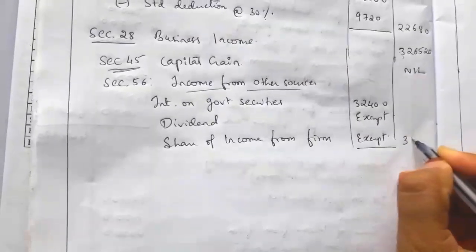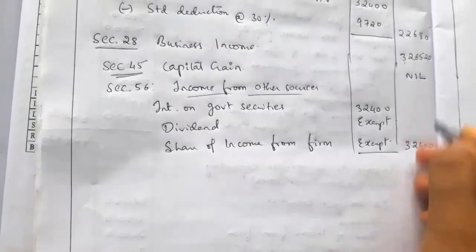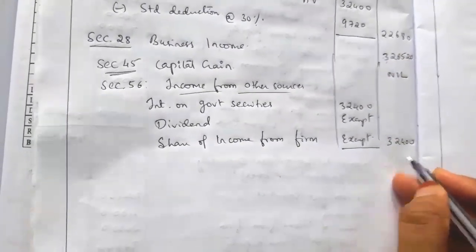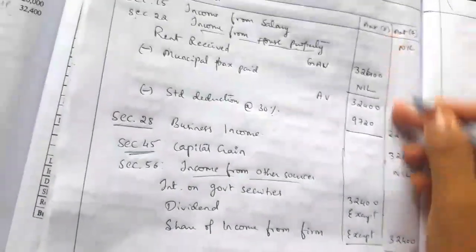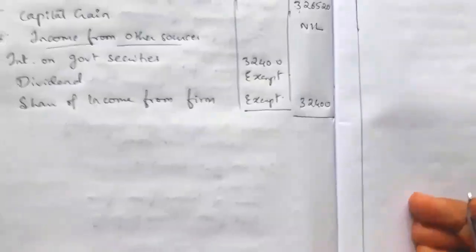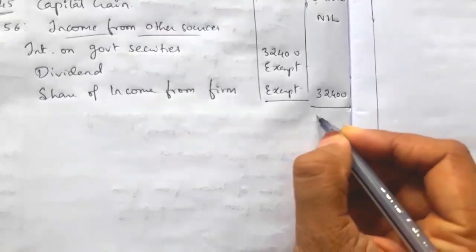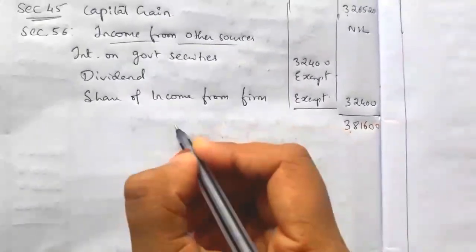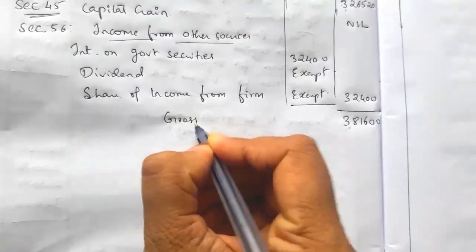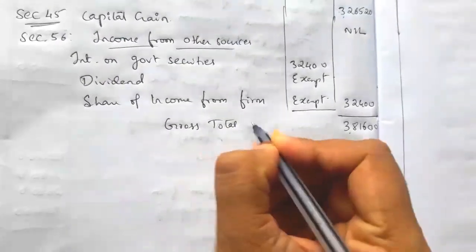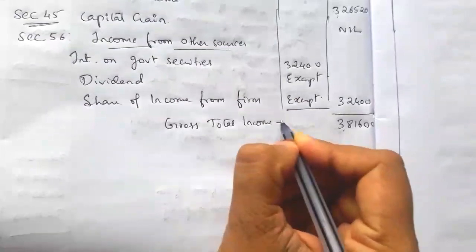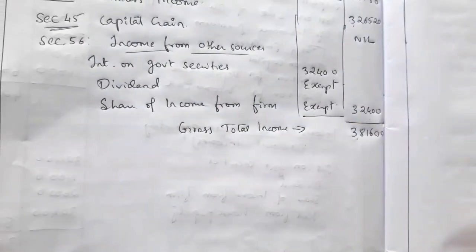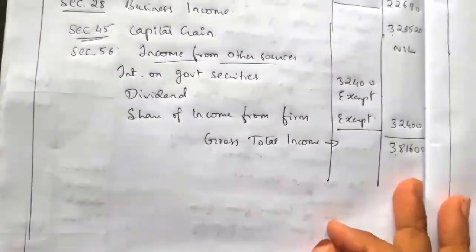So 32,400 is taxable income under section 56. The total of the 5 heads of income is 3,81,600. This is nothing but the gross total income. Adding the total of the 5 heads of income gives the GTI, 3,81,600. So this is about the gross total income.